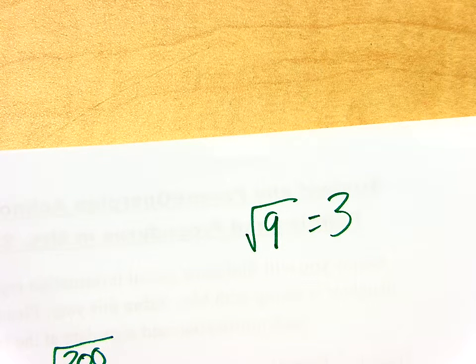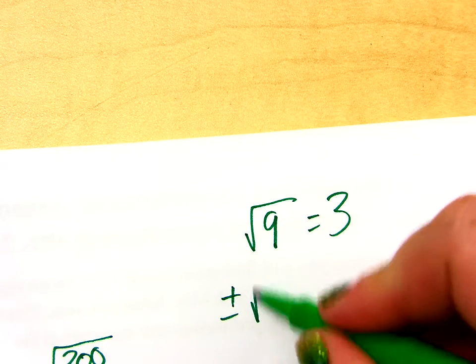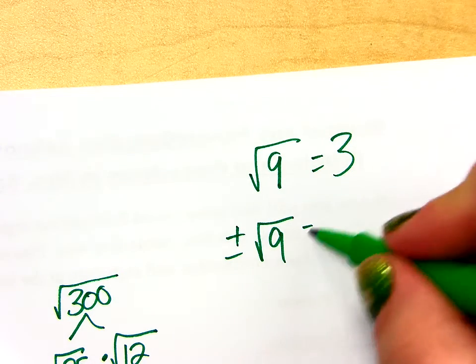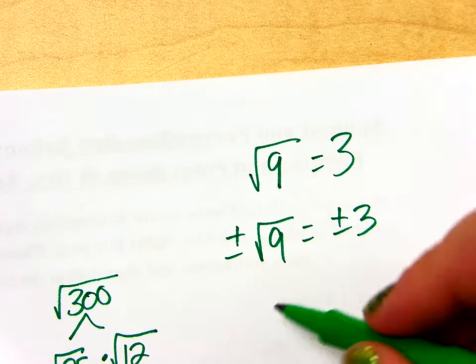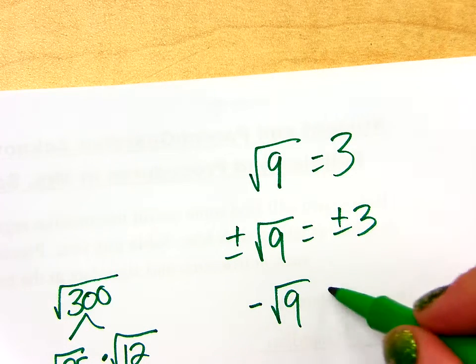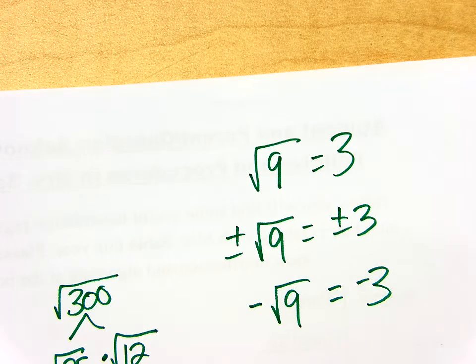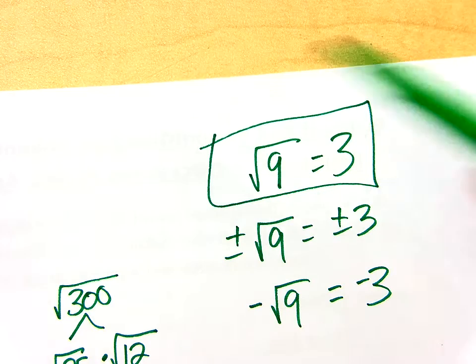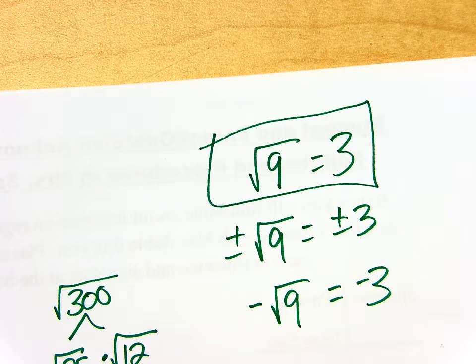If I want both roots, you're going to see it written like this. That would indicate, give me both roots that work here, positive and negative 3. And if I just want the negative root, you're going to see it written like that. Okay? So when we are writing it with nothing in front, we are just asking for the positive root. But that's a great point.